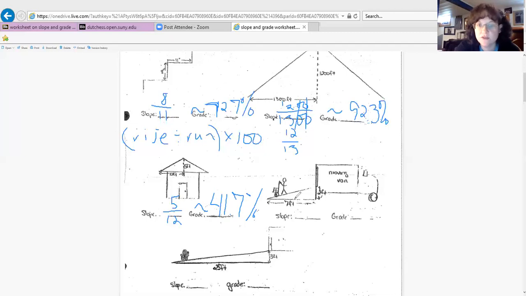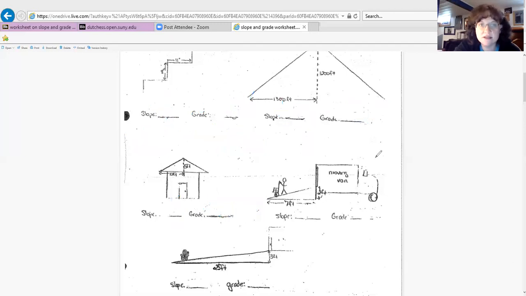So I'm going to leave the other two for you to do. This is a moving van ramp with a height of 2 feet and a width of 7 feet. And this is a handicap ramp, a height of 3 feet, and then a run, or horizontal distance, of 25 feet. So you should be able to work that out.